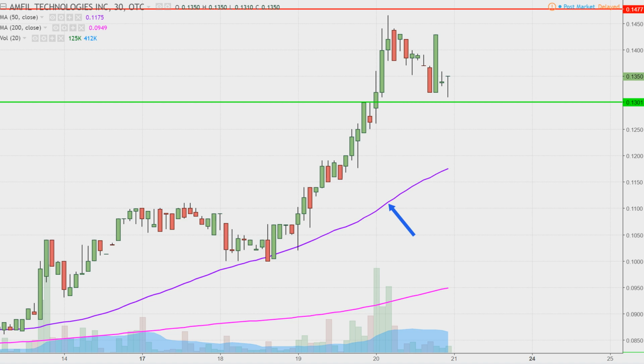Case in point right here, you can see the price pulled back to it, bounced nicely again, and it just keeps on chugging upwards. So for you big picture players, the very simplistic way to do that, just keep an eye on that purple line right there.